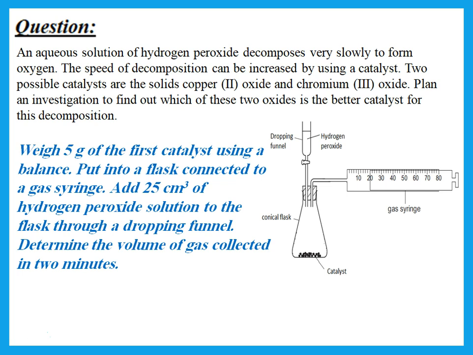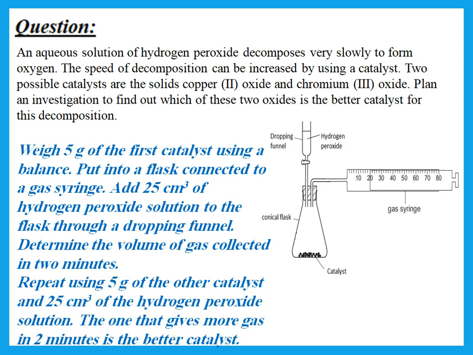And determine the volume of gas collected in a specific amount of time. So amount of gas collected in 2 minutes, for example. So I do this for the first catalyst, and then I tell him to repeat the same thing with the other catalyst. So repeat using the same what? Using the same mass of the catalyst, the same volume of hydrogen peroxide. I could also mention that it would all be at the same temperature, and the one that gives more gas in 2 minutes is the better catalyst. Are we following how to explain all of these?